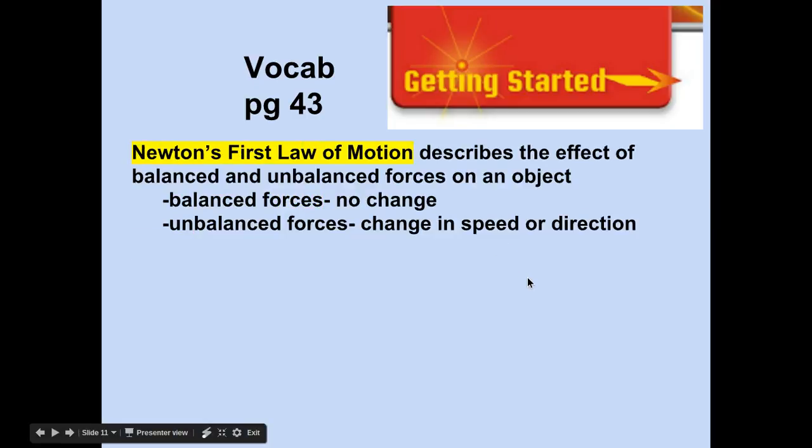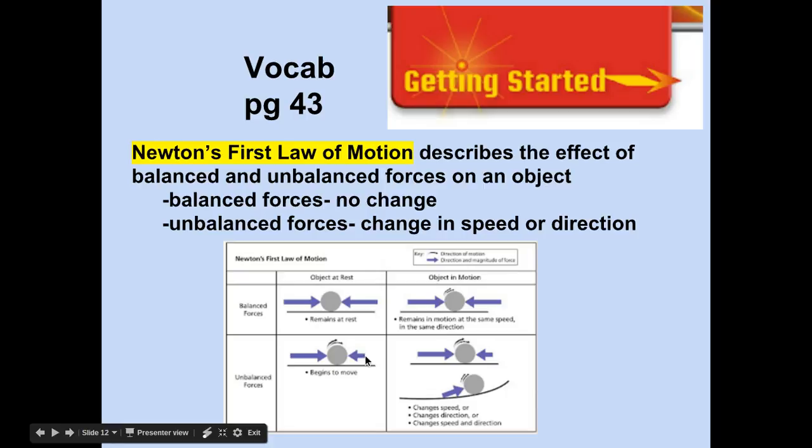We also have Newton's laws of motion, which describe the effect of balanced and unbalanced forces on an object. Unbalanced forces and balanced forces are what Newton's first law is all about. Balanced forces are no change to an object's motion. Unbalanced forces cause change in speed or direction. So that's Newton's first law. An object at rest will stay at rest unless acted upon by an unbalanced force. Basically it says, as long as the forces are balanced, there's going to be no change. And you should probably draw these.